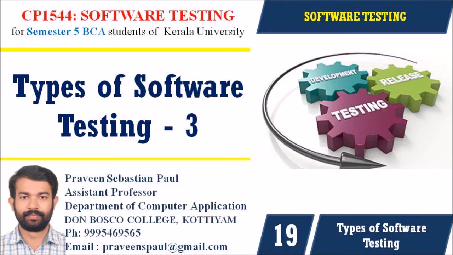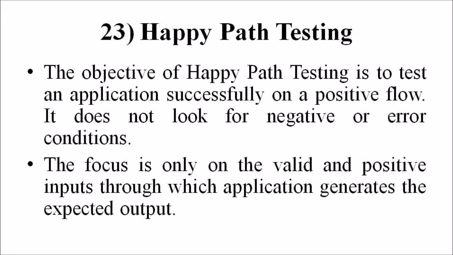In this lecture, we are discussing 12 different types of software testing available in the software engineering environment. So firstly, we are going to the happy path testing. The objective of happy path testing is to test an application successfully on a positive flow. It does not look for negative or error conditions. The focus is only on the valid and positive inputs through which the application generates an expected output.